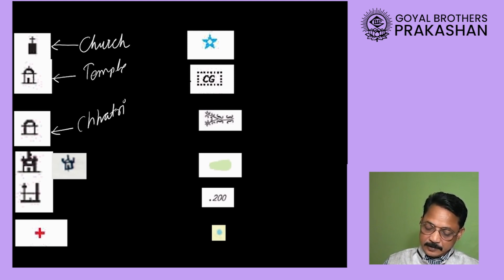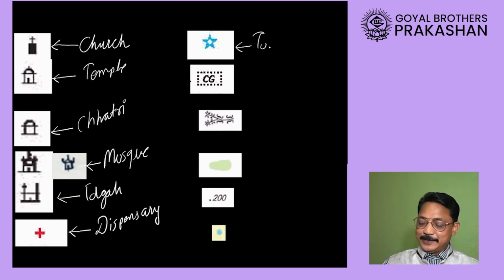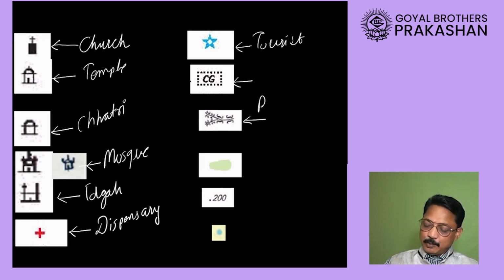Chhatri. This is a mosque. This is Idgah. This symbol I have already explained. Dispensary. This blue color star is a tourist place. Sometimes you might find the letters CG written, that is camping ground. Then you find some broken black color lines, that is broken ground.